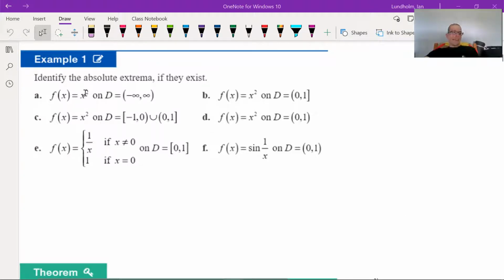Okay, first one is just x squared on the domain from all real numbers. So x squared parabola has a minimum. That minimum would be 0, and it would be at x equals 0. So let's see. Let's go down here. Minimum that equals 0, and it's at x equals 0. Sure. B.